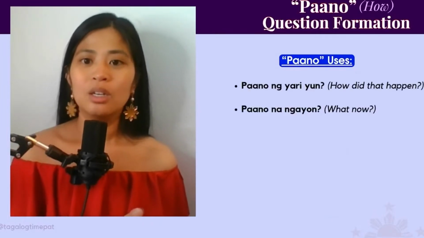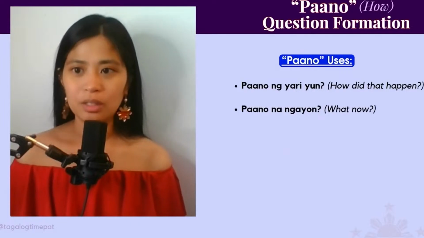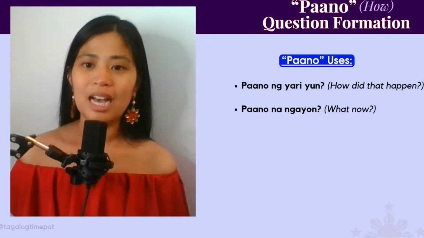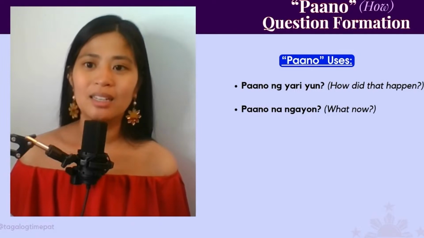Now, here are just some other paano uses. So, paano nangyari yun? How did that happen? Yari means happen. And then yun means that. Paano nangyari yun? How did that happen?